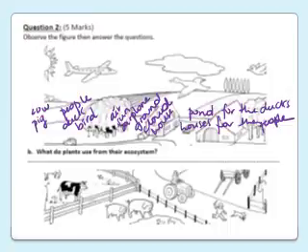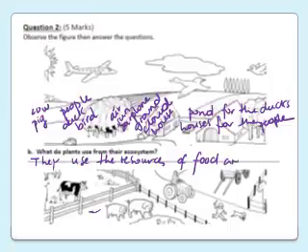What do plants use from their ecosystems? Yeah, Jude. What do plants take from their ecosystem? They use what? Yes, Ibrahim. The resources of food. They use resources of food. They use the air also. Yes.